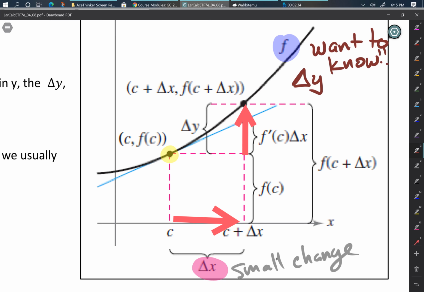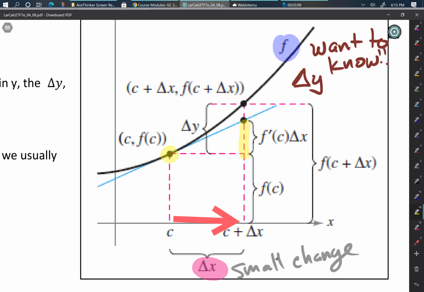So the argument that we're going to make is that this little tiny change here on the tangent line, as long as delta x doesn't move us too far away from c, that little tiny change in the y value of the tangent line is going to be sufficient for an approximation of the true delta y. And that little tiny change in the tangent line is going to come out of our equation for our tangent line.